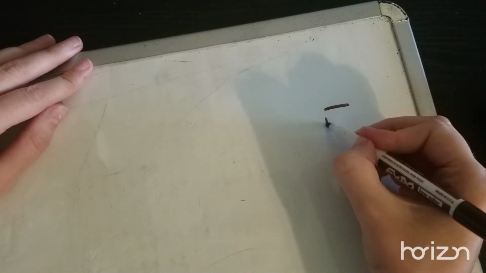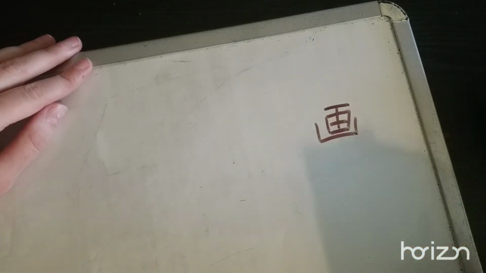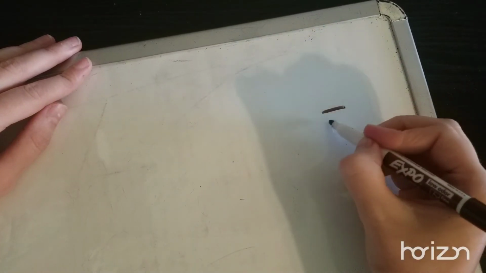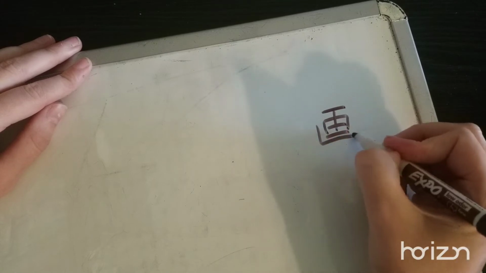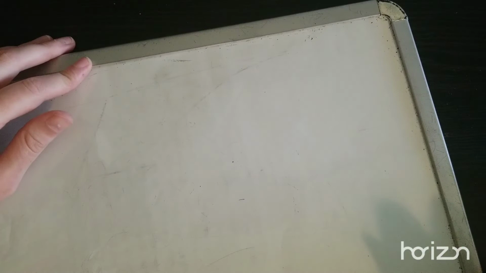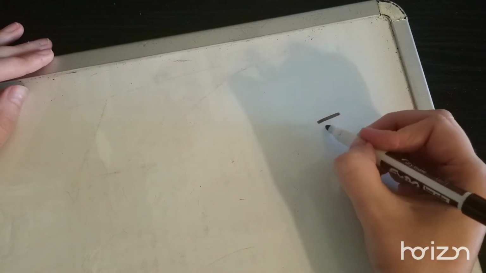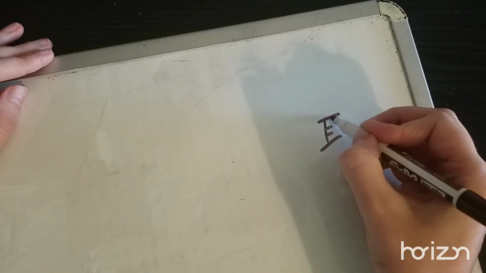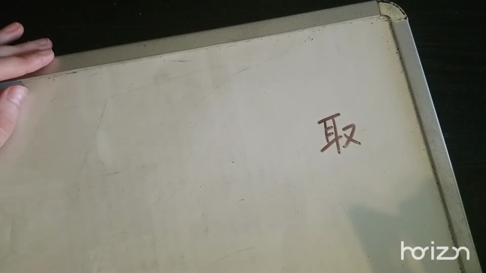One more time with the stroke order on ga. 1, 2, 3, 4, 5, 6, 7, 8. All right, next, to take. Draw an ear, just sort of squished up to the left. And then this element that was also part of like tomo for friend.